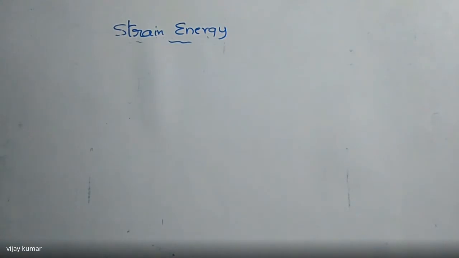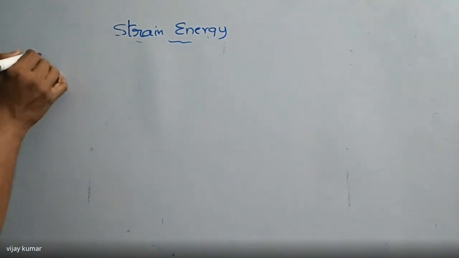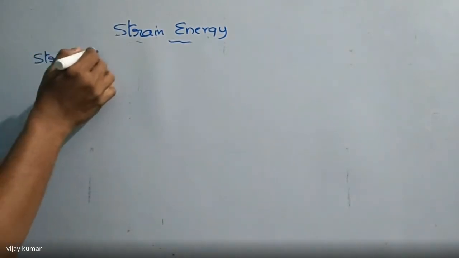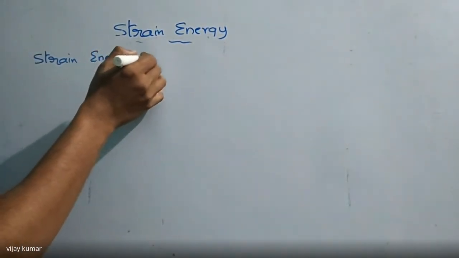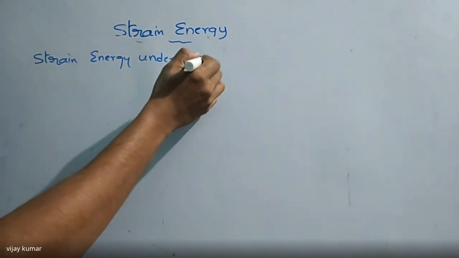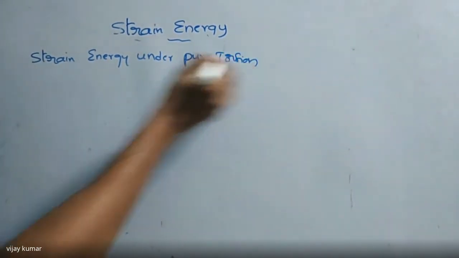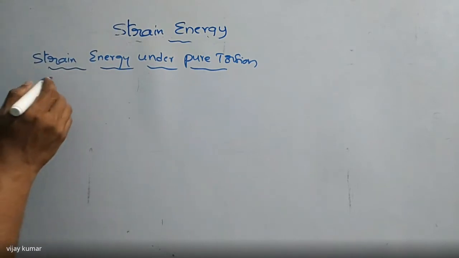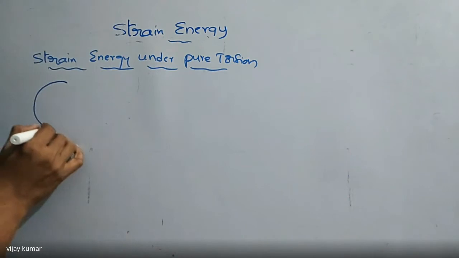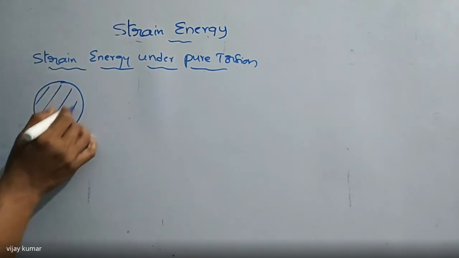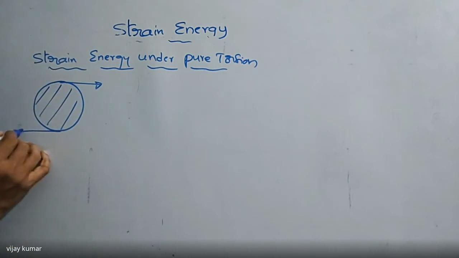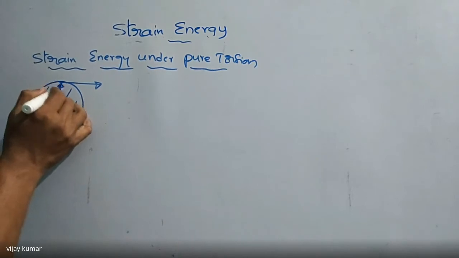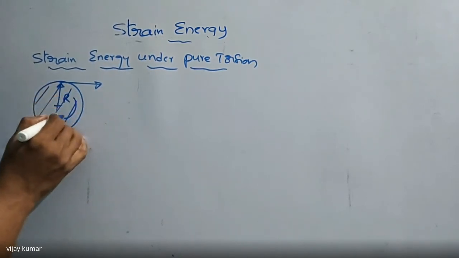Now next one I'm going to explain to you: strain energy under pure torsion. So what I am saying here, this is the shaft which is in the form of a circle. If you apply the force at this point and at this point, both having the same magnitude and the directions opposite to each other, this is said to be the radius. Then what is the torque on this one?